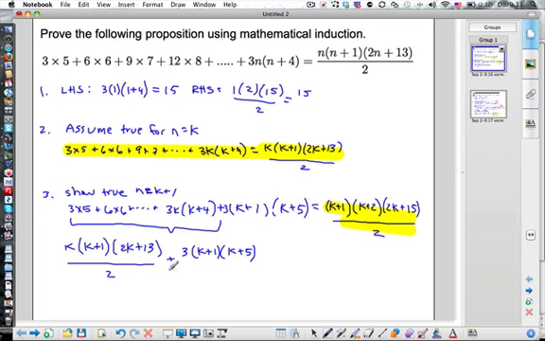Good. Okay. The next step is always the same when it comes to these types of induction problems. Just common denominator and put the two pieces together. So we have (k plus 1)(2k plus 13) plus 6(k plus 1)(k plus 5). Whole thing divided by 2.